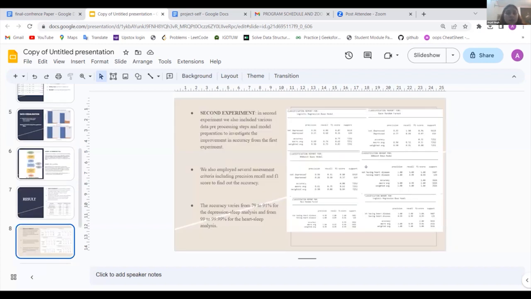For the second experiment, we also included various data pre-processing steps and model preparation to investigate the improvement in accuracy from the first experiment. We also employed several assessment criteria, including precision, recall and F1 score to find out the accuracy. The accuracy varies from 79 to 91% for the depression and sleep analysis, and from 99 to 99.99% for the heart and sleep analysis.